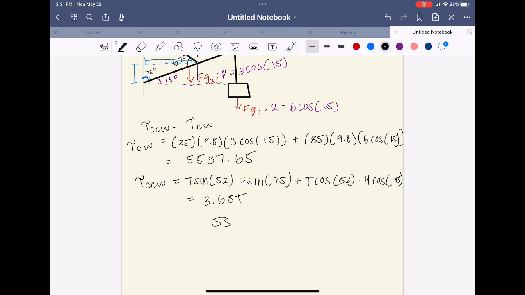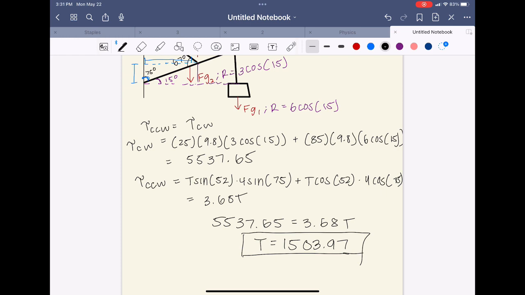And we could set this equal to the 5,537. And when we solve for T, we get 1,503.97 newtons. So when you're doing static equilibrium problems, really make sure that your forces are perpendicular with your radius, since that is the definition of torque. And that is how you could be successful with static equilibrium problems.